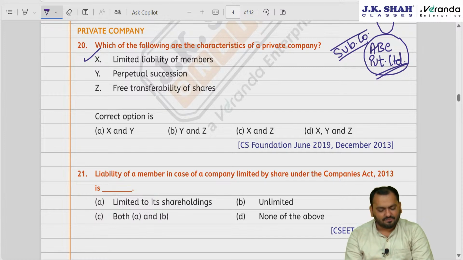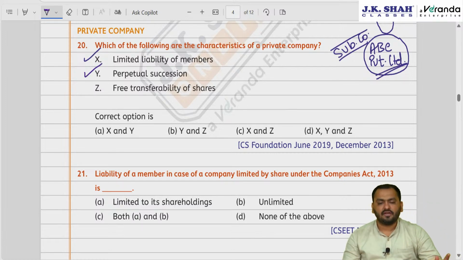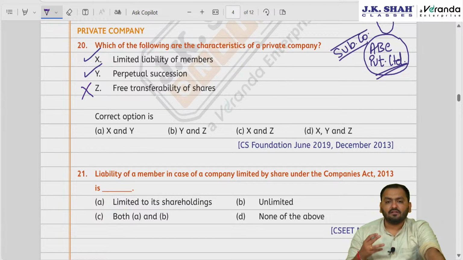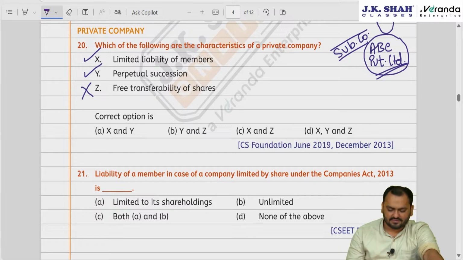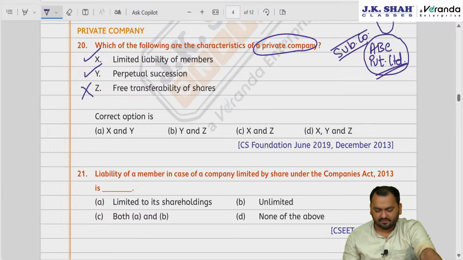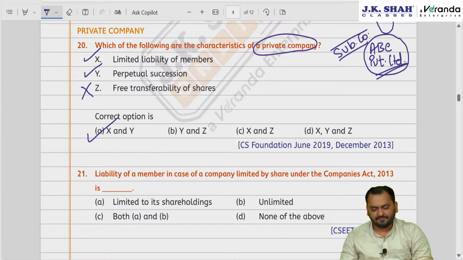Then perpetual succession. Obviously perpetual succession applies to every company, because every company is a corporate personality having its own existence, right? So yes, a private company has this feature also. Then free transferability of shares. For a private company this is not a feature, because in a private company there is a restriction on the transfer of shares. So this option Z will not come. So for a private company, X and Y are the right features. So the correct option is option A, that is X and Y.